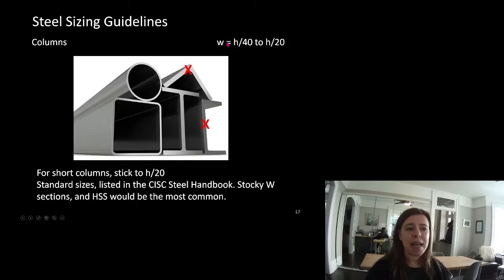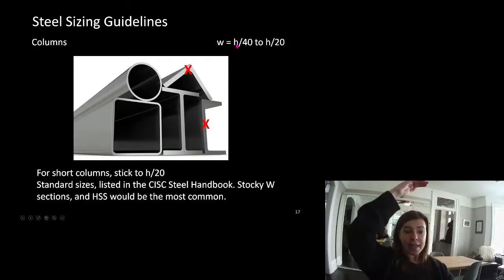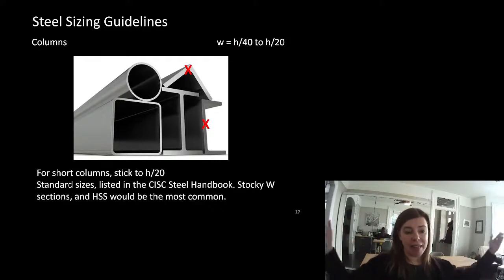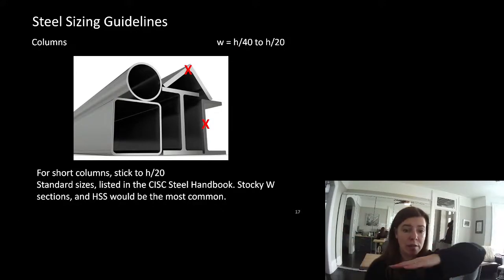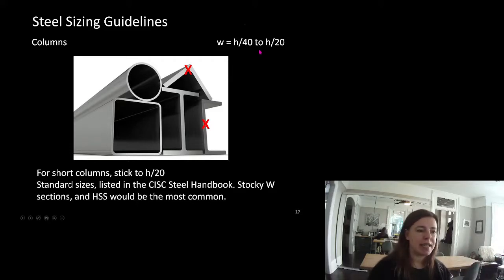So you can see that I don't have D and L here. I have W and H. Well, that just means W is width and H is height. So height and width instead of length and depth, because a column is standing up like this. So that's really all it is.